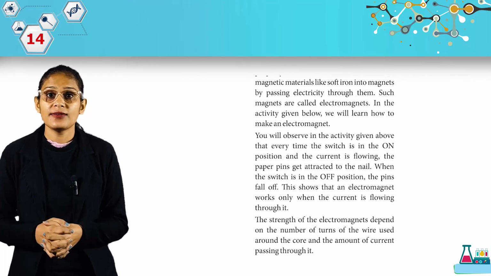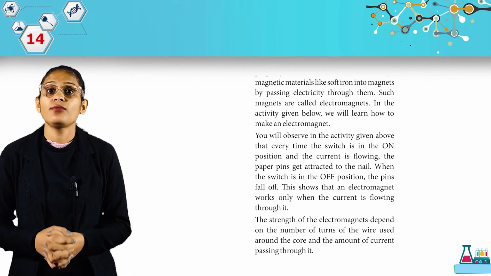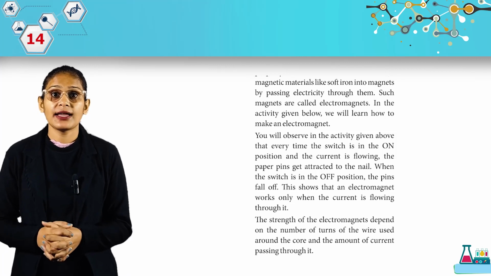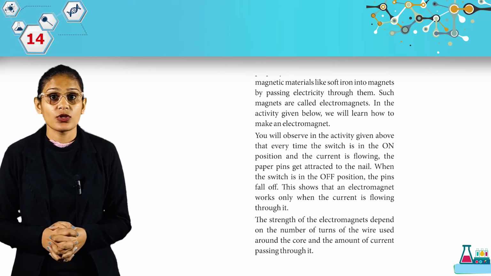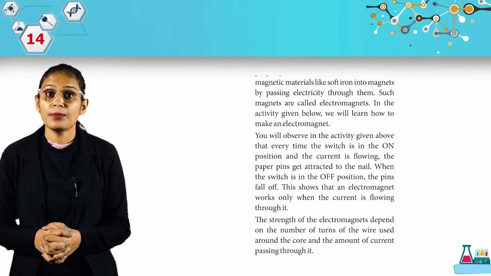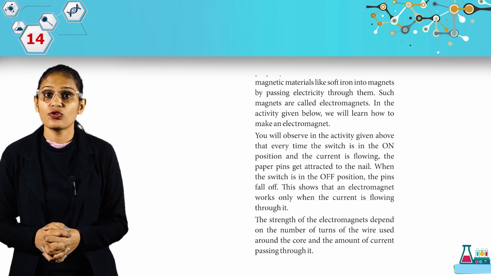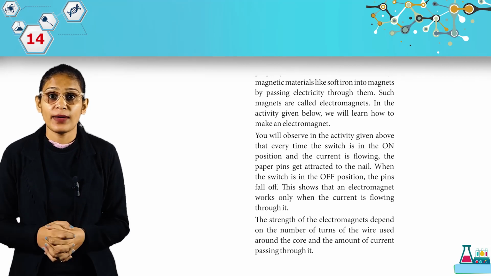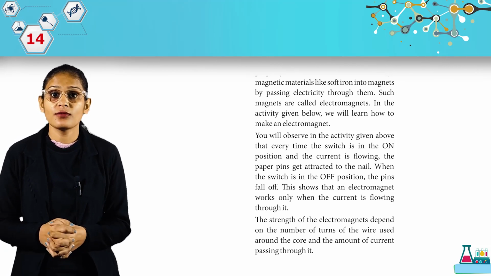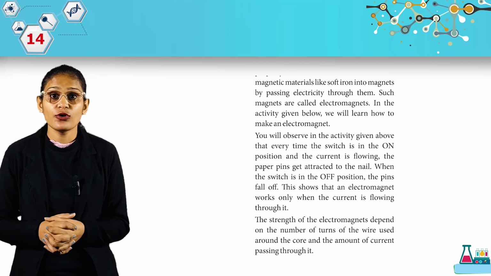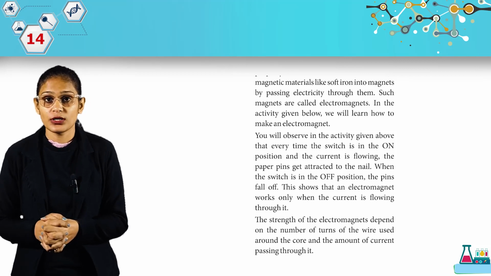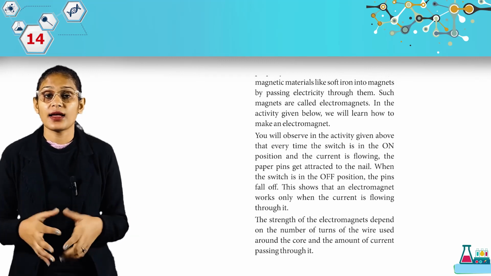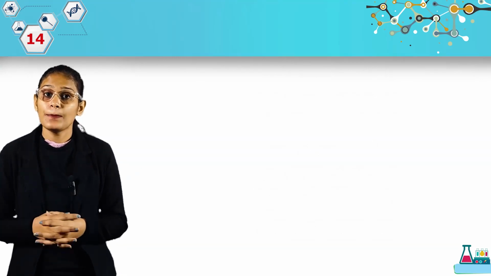You will observe in the activity given above that every time the switch is in the on position and the current is flowing, the paper pins get attracted to the nail. When the switch is in the off position, the pins fall off. This shows that the electromagnet works only when the current is flowing through it. The strength of electromagnets depends on the number of turns of the wire used around the core and the amount of current passing through it. So student, strength कैसे होती है कि जितना उससे current pass कराया गया, that is the strength of that electromagnet.